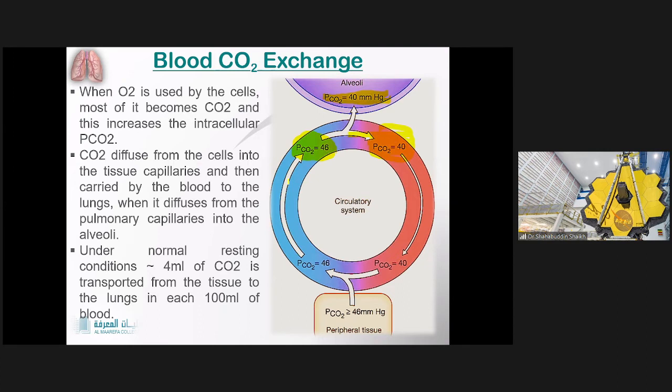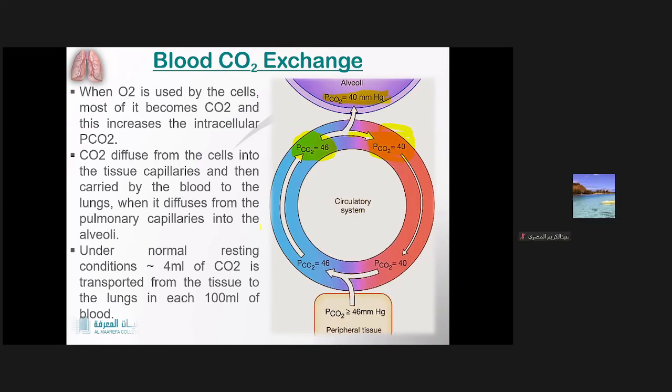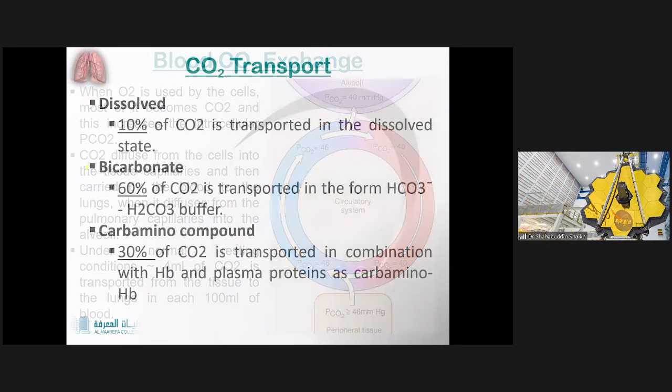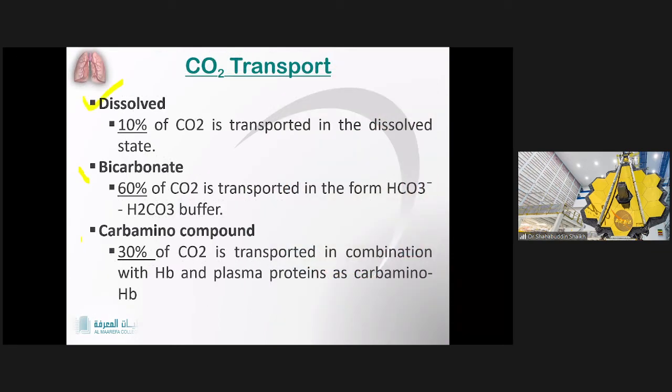Any difficulty till this part? Okay. Now we come to the next part. What are the methods of transport? The three methods of carbon dioxide transport are dissolved form, bicarbonate form, and bound to hemoglobin and other plasma proteins, the carbamino form. Their percentages you have to remember. Dissolved is 10%, carbamino compound is 20 to 30%, and bicarbonate form is 60 to 70%.